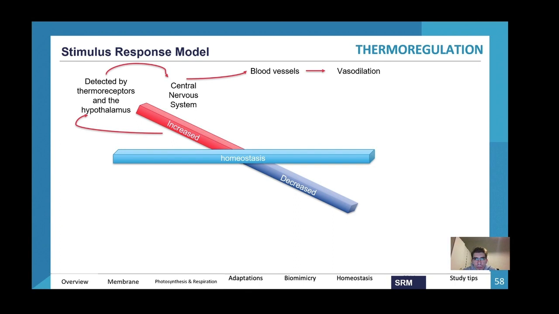Vasodilation is the process by which blood vessels expand to allow more blood flow to go through them. Sweat glands will start sweating, obviously, because sweating helps with evaporative cooling. Don't forget that.